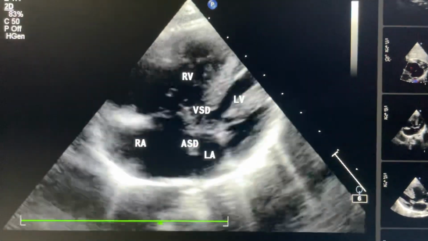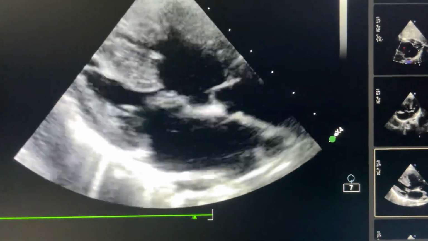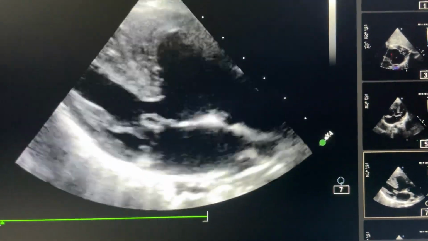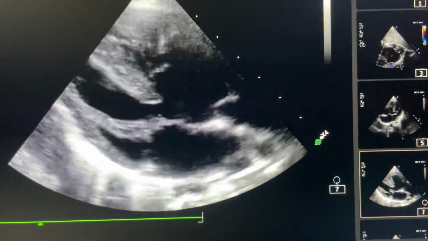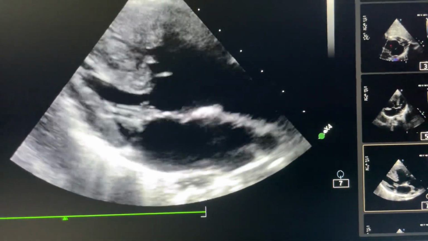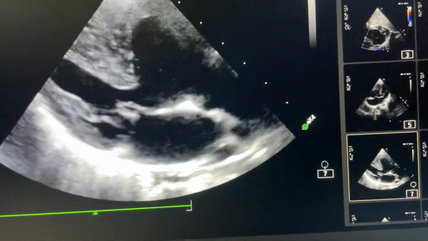Next image, you can see this is aorta. Aorta is arising almost from the right ventricle, and only a very minimal part is from the left ventricle. So aorta is arising from the right ventricle.